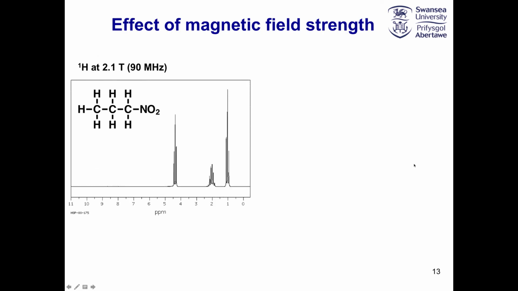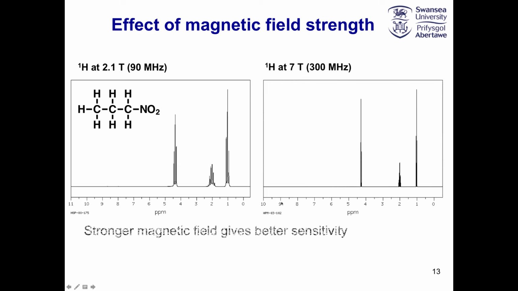Finally, I'd like to consider the effect of magnetic field strength. Here's the spectrum I showed you before. It was acquired using a 2.1 Tesla magnet, which gives a resonant frequency of 90 MHz for hydrogen. If we acquire the same spectrum on the same sample in a 7 Tesla magnet, which gives a resonant frequency of 300 MHz for hydrogen, then this is what we see.